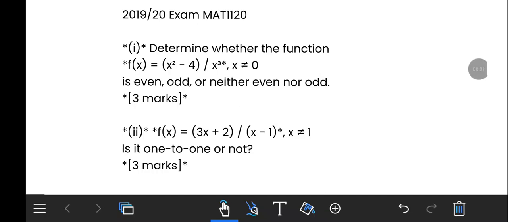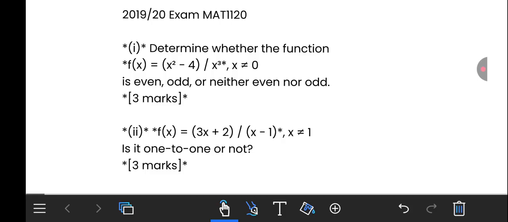Hello everyone. In this session, we're going to do functions. These are the questions which were asked in the 2019/2020 exam.